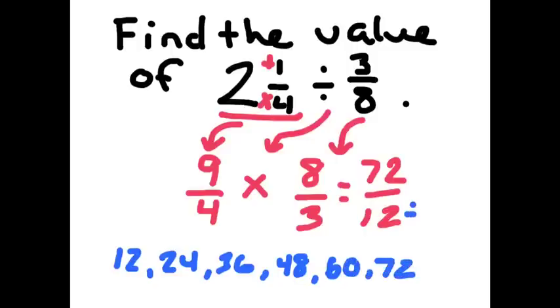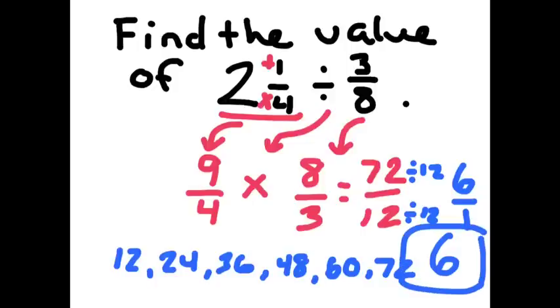So I can divide both of these by 12, and I will get 6/1, which is the same as just 6. So the value of 2 1/4 divided by 3/8 is 6.